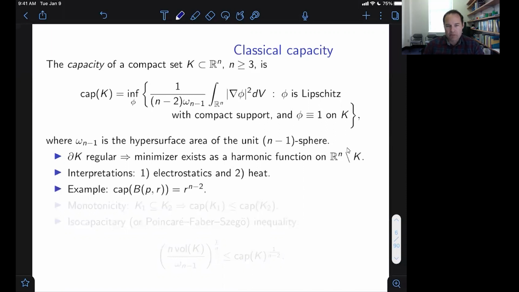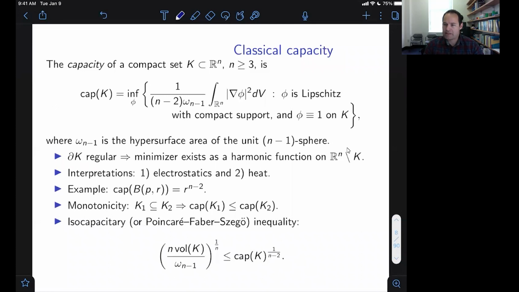Okay, so just a couple examples. The capacity of a ball is just the radius of the ball to a power depending on the dimension. Capacity shares some properties with volume, like it's monotone. Larger sets have larger capacity. And this will become relevant with the general relativity discussion at the end.